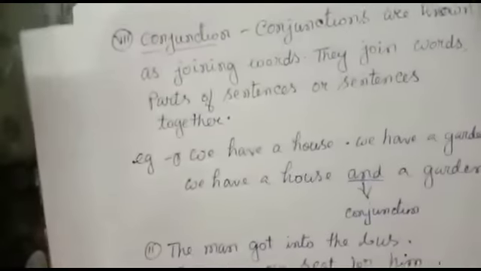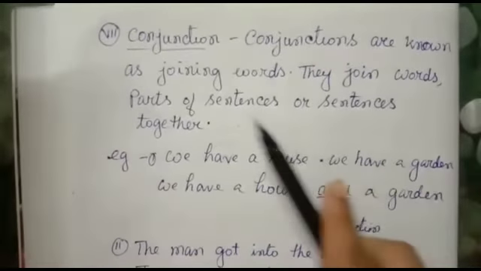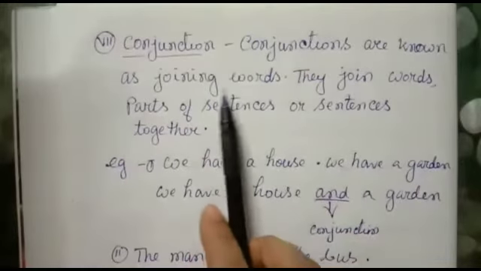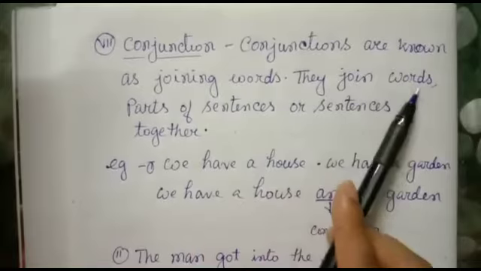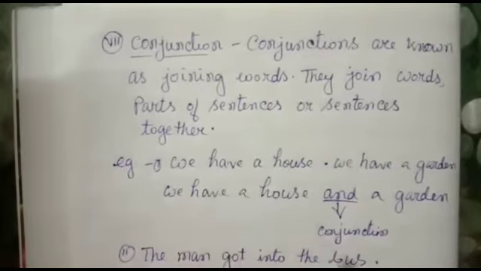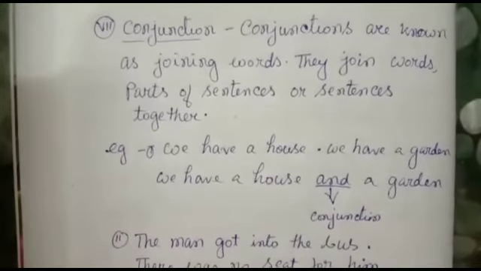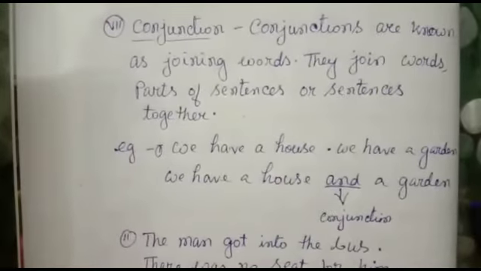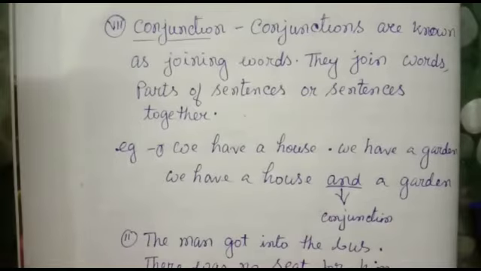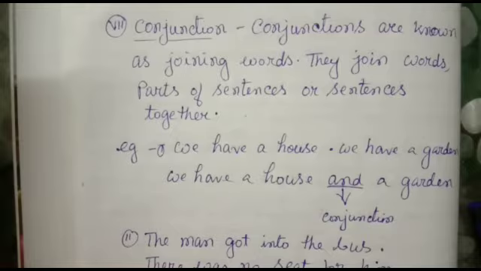Now you see conjunction. Conjunctions are known as joining words. They join words, parts of sentences or sentences together. Conjunction means what? Conjunction means joining words. They join two sentences together. Okay. The conjunction is also called what? Combined sentence.